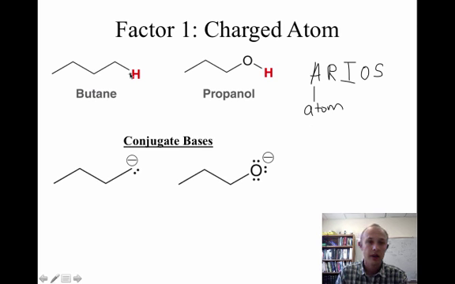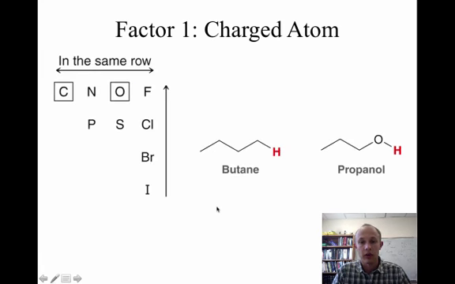If butane donates a hydrogen, we get a negatively charged carbon. If propanol donates a hydrogen, we get a negatively charged oxygen, right? So we have a carbon with a negative charge here, and we have an oxygen with a negative charge here. We have 2 different charged atoms. And so that's going to help us determine the stability. What we want to look at is the electronegativity. That's going to help us determine which one is more stable.